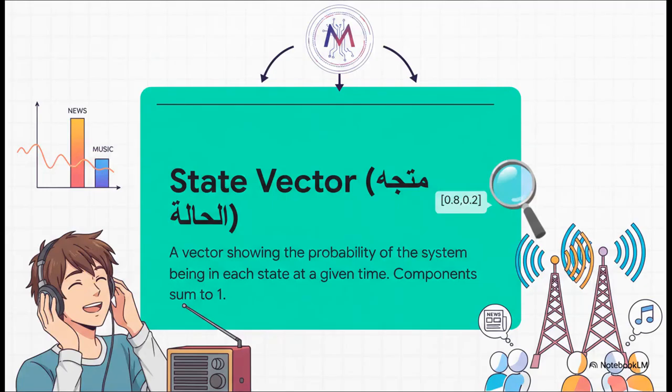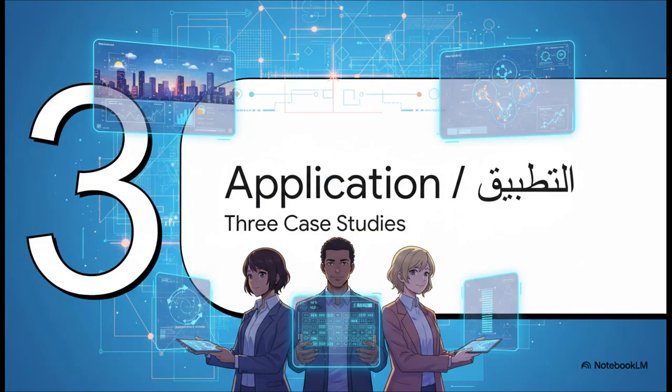And our final tool is the state vector. This is basically just a snapshot of the system at one specific moment in time. So if the matrix is the rulebook, the state vector is the current score of the game. For our radio example, a vector like 0.8, 0.2 would tell us that right now 80% of the audience is listening to the news and the other 20% is listening to music. Simple as that.